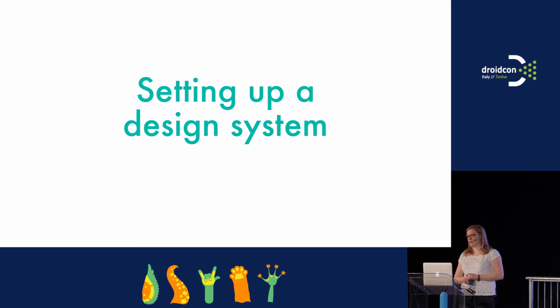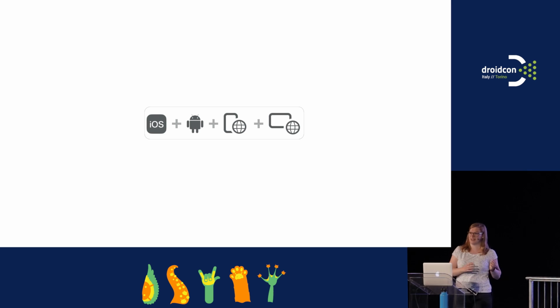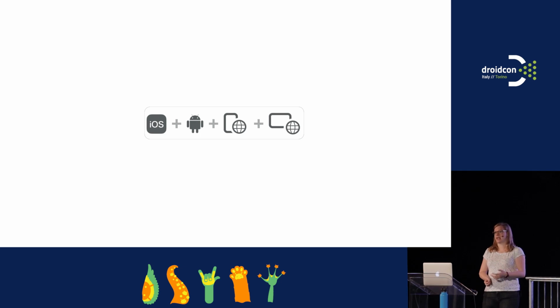At Deliveroo, the push originally came from the designers. They had to build 4 versions of every screen in the application. So they had to build an iOS version, an Android version, a mobile web version, and a desktop version. So that takes a lot of time.